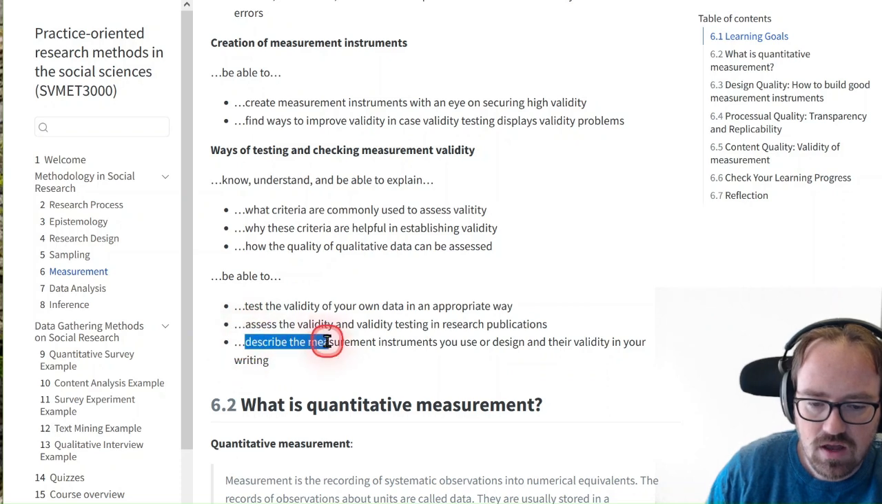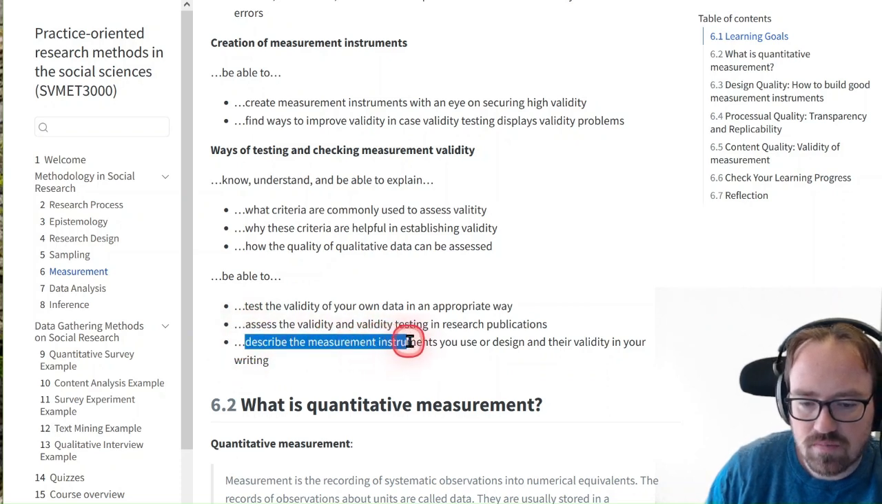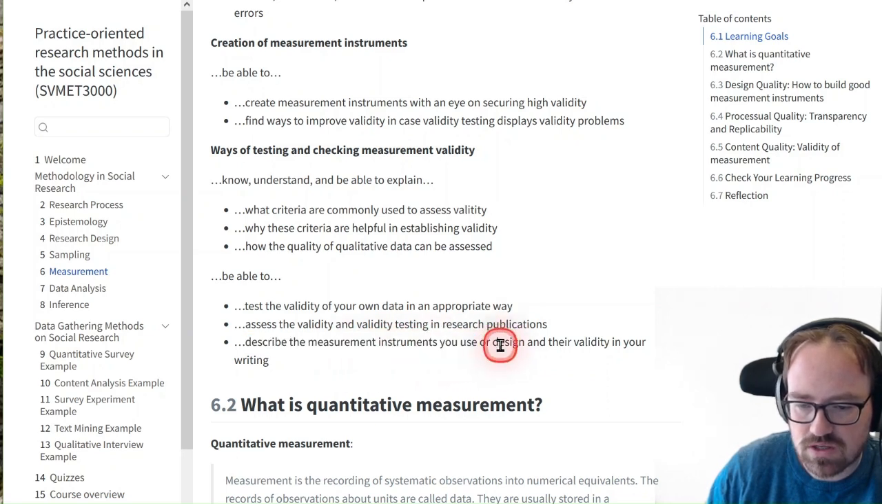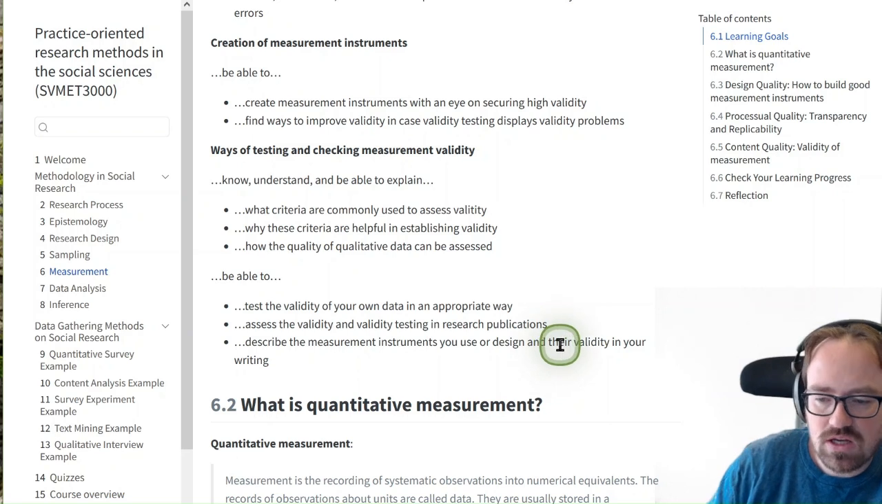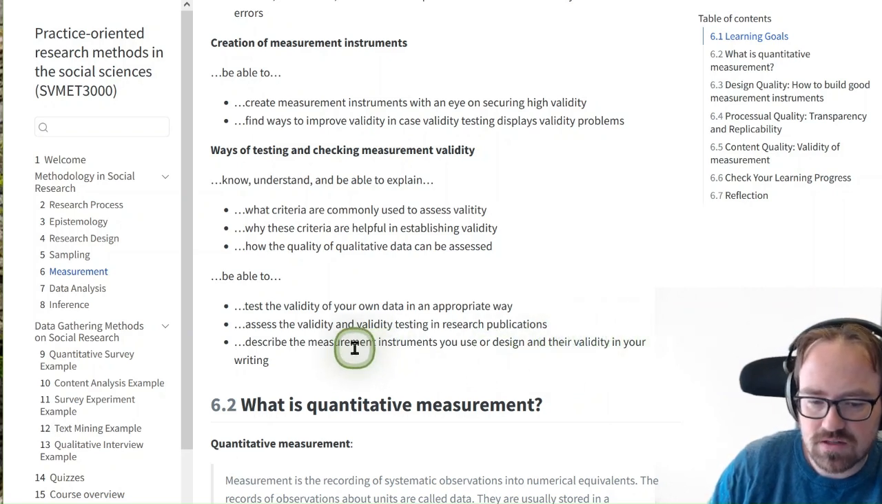Okay, and finally, you should come forward, or should acquire the skill to describe measurement instruments that you use in your design, and give all the information we need to know about their validity. So that's about your writing skills.